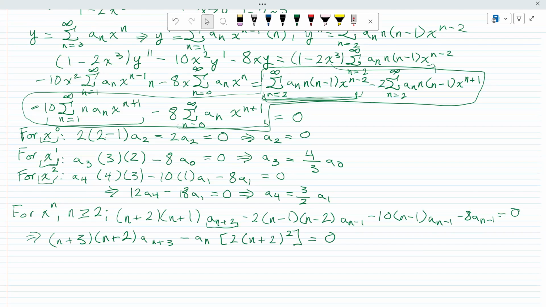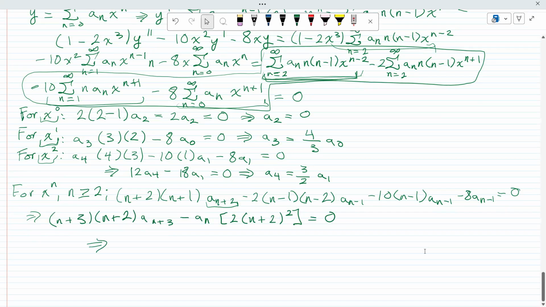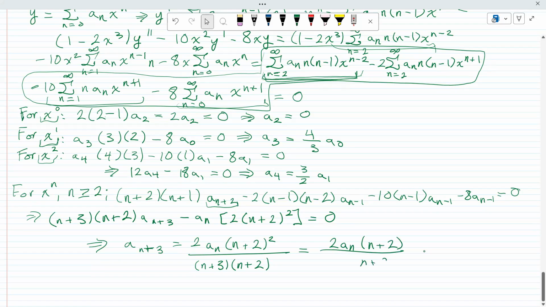So that is going to imply that a_{n+3} is equal to 2a_n times (n+2)^2, all divided by (n+3)(n+2), which is of course just 2a_n (n+2) divided by (n+3). Okay, so now we have our relationship between a_n and a_{n+3}.